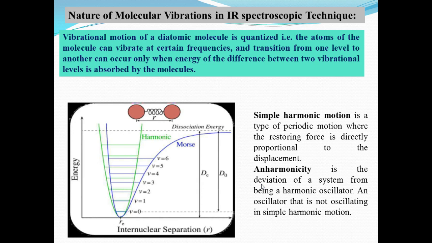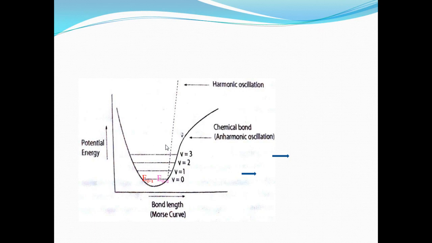Simple harmonic motion is the type of periodic motion where the restoring force is directly proportional to the displacement. Here, this is the simple harmonic motion. When it deviates, anharmonicity develops. Anharmonicity is the deviation of the system from being a harmonic oscillator. An oscillator that is not oscillating in simple harmonic motion is called anharmonic.